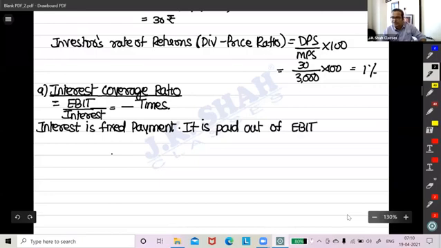It is paid out of EBIT. Correct, friends? Everybody agrees? Interest is paid out of EBIT. You remember the income statement format, no? After EBIT, what do we subtract? We subtract interest. So it is paid out of EBIT. Now you will get the link. The interest coverage ratio shows how well the interest expenditure is covered.